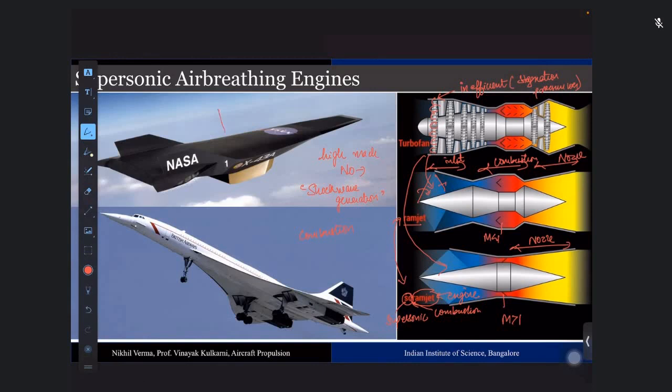So the first image that you saw is shown here, a scramjet engine, which was tested by NASA in 2001. This is X43. Yeah, and this is Concorde, the first commercial air flight to cruise at Mach number greater than 1. This is known as Concorde, and this traveled at Mach number 2. Now this is not operational.